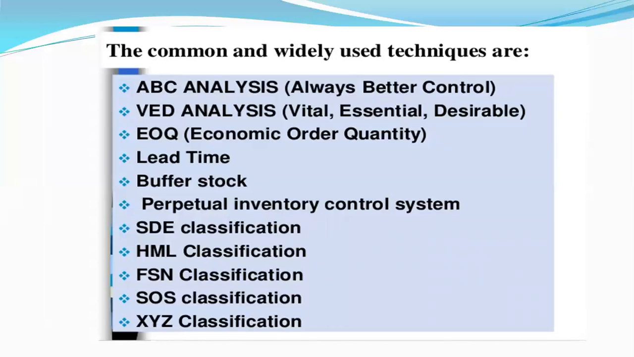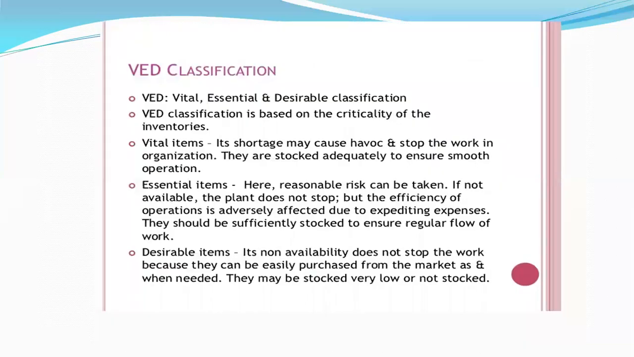So these are the commonly used techniques for inventory control, different types of inventory controls: always better control, vital, essential, desirable, economic order quantity, lead time, buffer stock. We have earlier discussed lead time, buffer stock, and perpetual inventory. HML, FSN, SDE, and XYZ classification are there. So these are the commonly used techniques that we have studied. VED, vital, essential, desirable, we have got to know; these are the three classifications of the consumable items.